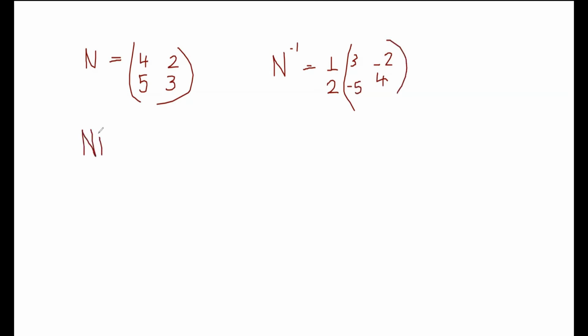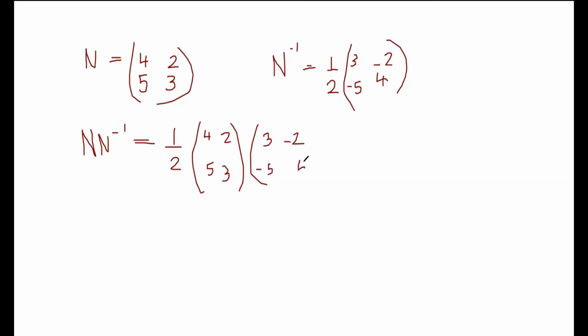N times N inverse is equal to, the first thing I like to do is factor out the half. So put the half right here, and then work out 4, 2, 5, 3 multiplied by the adjoint of N, which is 3, -2, -5, 4. We'll multiply this across now.